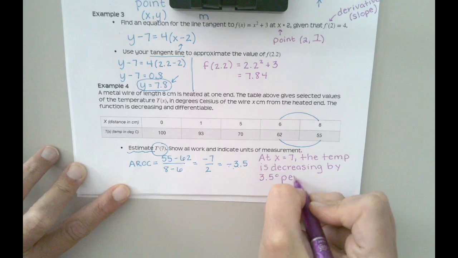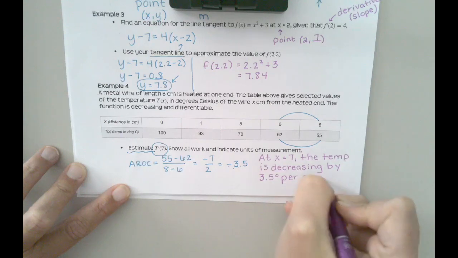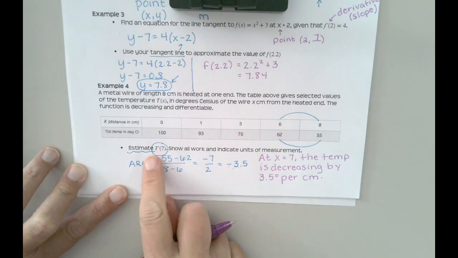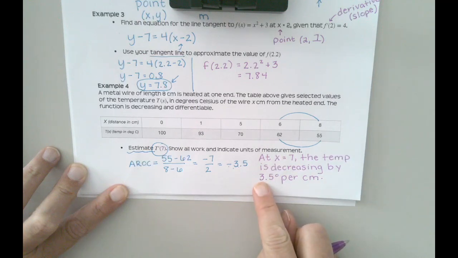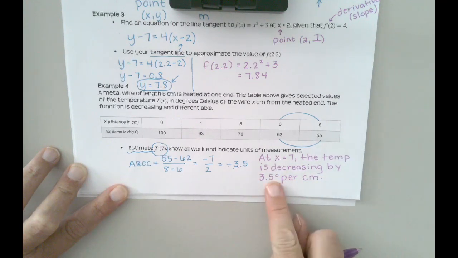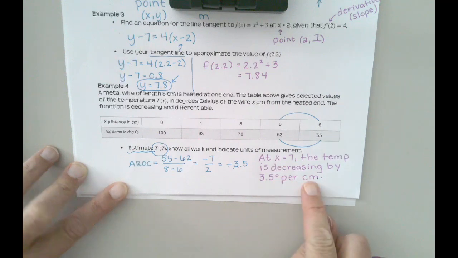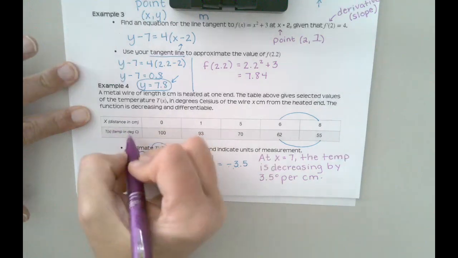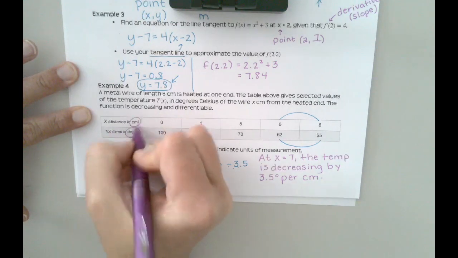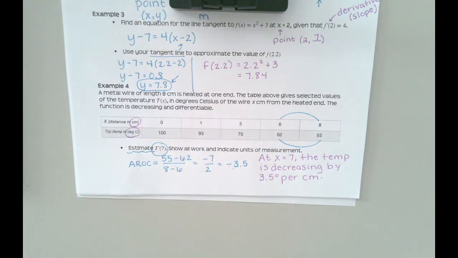So I gave a label to that 3.5 per centimeter. Derivatives are rates of change. So we want to say, how is it changing and by how much is it changing? And so your label will always be a something per something. Specifically, it'll always be like this per this. So it's degrees Celsius per centimeter, because that's what slope is measuring. So that's how we would answer this question.